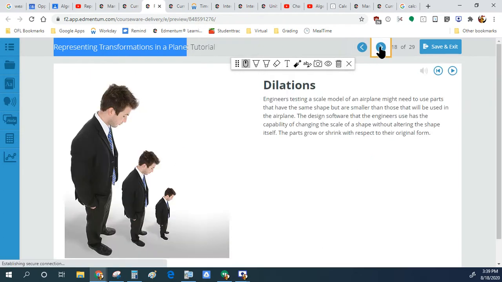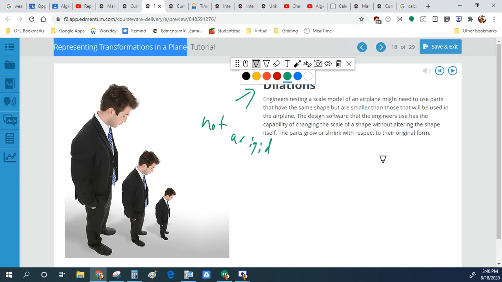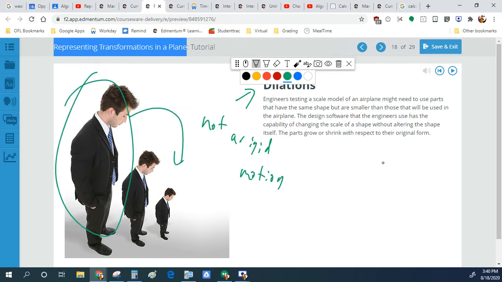So the next one, we're going to talk about dilation. Dilation is this idea of something getting smaller. By the way, this is the only type of transformation that is not a rigid motion. What I mean by that is it's not like I'm taking this guy here and moving him over here. He's getting smaller. Something else is happening. The distance is decreasing.